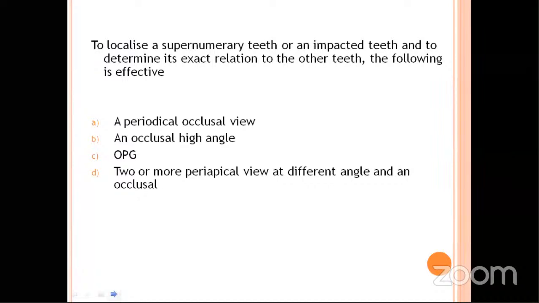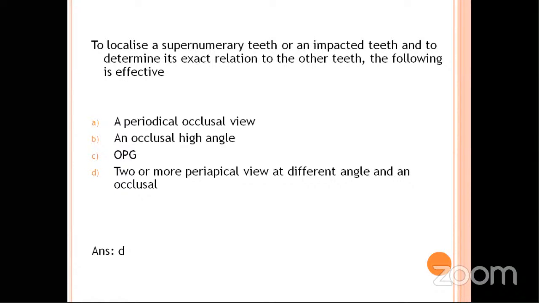To localize a supernumerary tooth or an impacted tooth and to determine where the tooth is, whether buccal or palatal: we can find the supernumerary tooth in the OPG, but we need to know how it is placed, and only then can the surgeon approach for surgery. So what are all the views you take? A periapical view, an occlusal high angle, OPG, 2 or more periapical views at different angles, and then occlusal. Okay, so the option is 2 or more periapical at different angles and then occlusal.